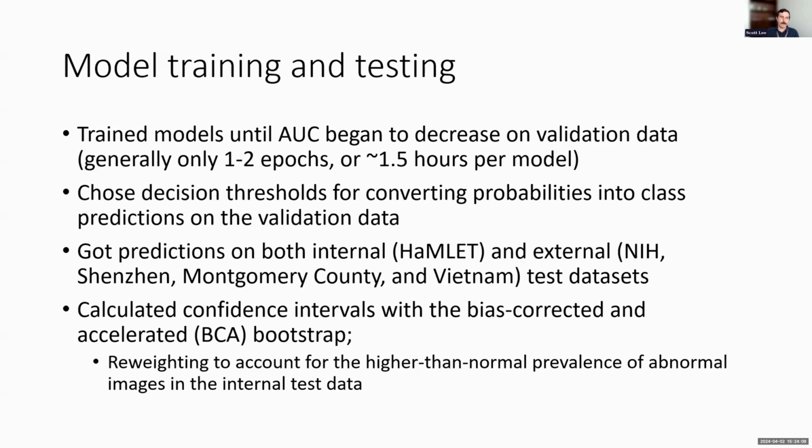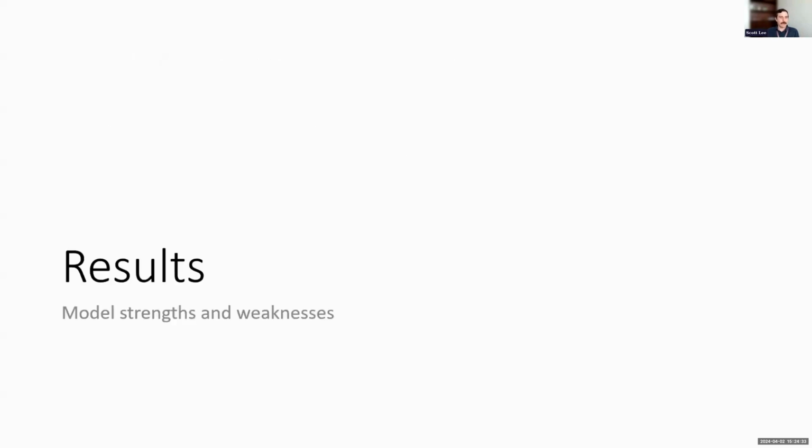And then, yeah, for statistical inference, I know this is kind of the statistics community. It's not really interesting. It just bootstrapped a bunch of stuff. So that's sort of what the main analysis was at the end. And I did some kind of ad hoc, maybe a little fuzzy reweighting during the bootstrap replicates to try and account for the higher than normal prevalence of abnormal images that we had in the test data, because we intentionally oversampled those.